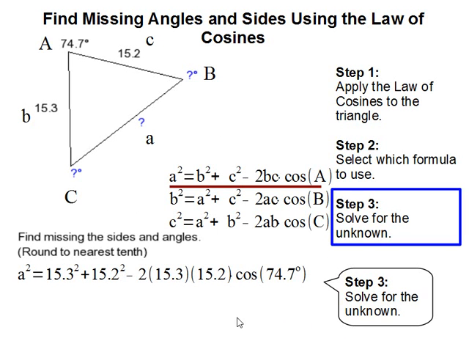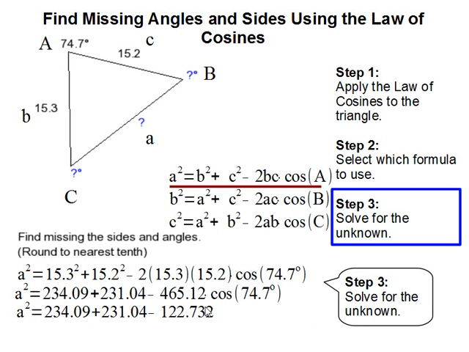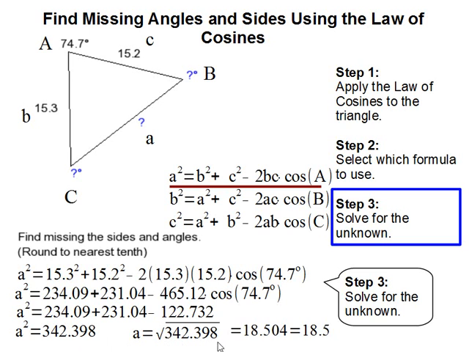And then step 3 is to simply solve for the unknown. We're going to square 15.3, 15.2, and multiply 2 times 15.3 and 15.2. Then we're going to multiply 465.12 with the cosine of 74.7. And then we're going to add and subtract. And that is going to get us 342.398. Then to solve for a, you simply take the square root of that. Then you get 18.504, and I'm going to round this to the nearest tenth, which is 18.5.